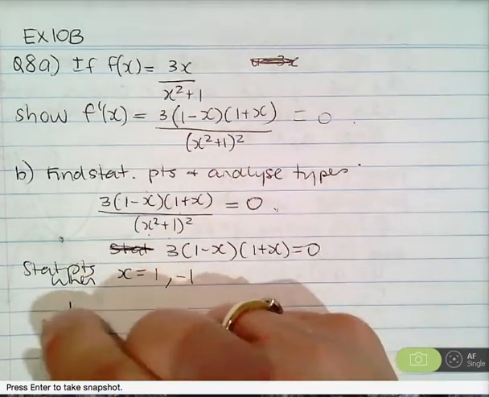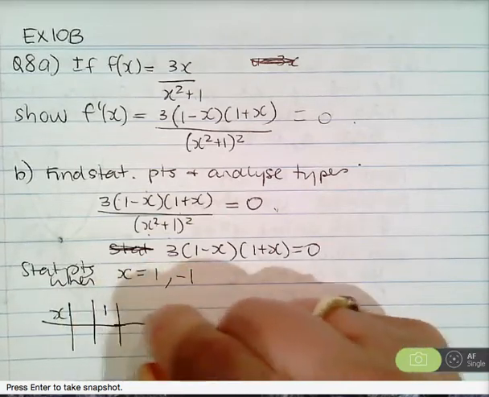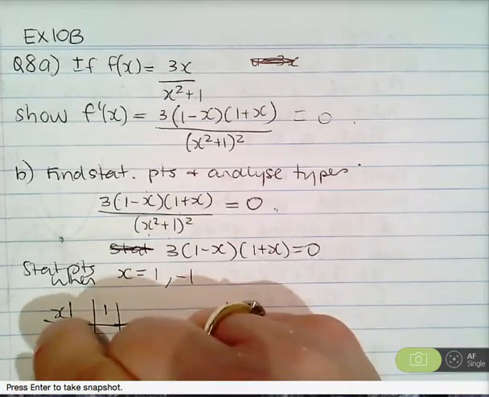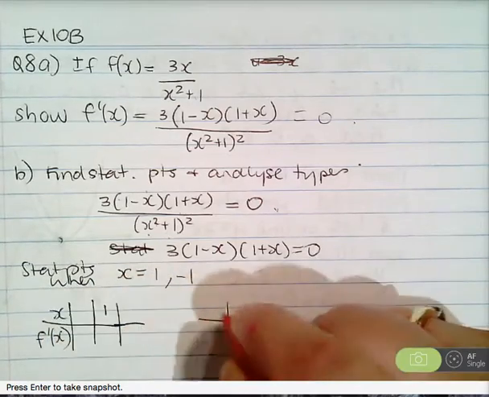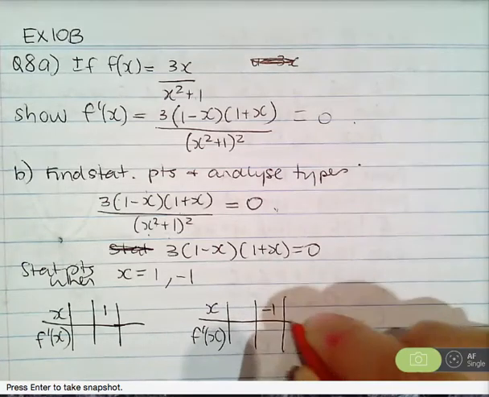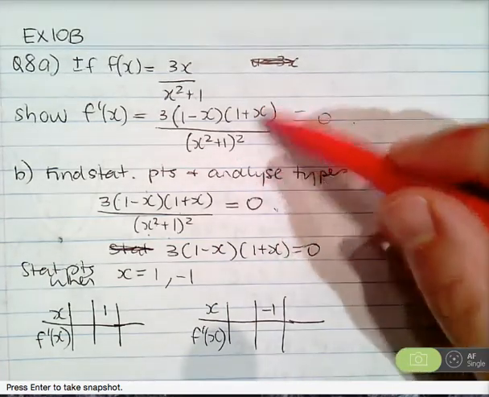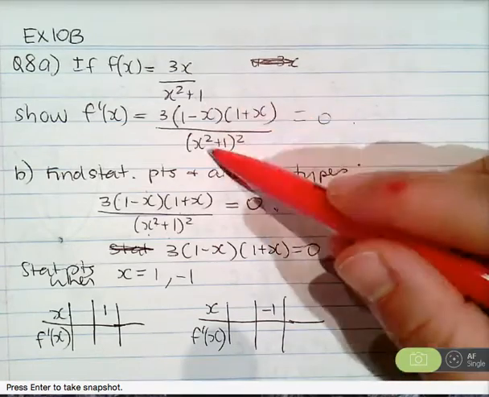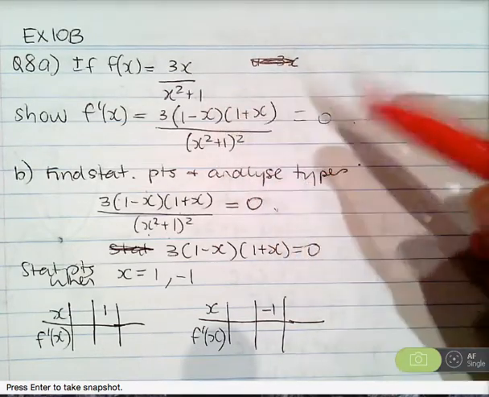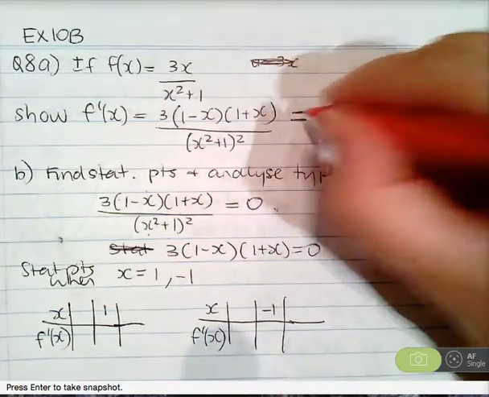So what you want to do with this one to work out the nature of your stationary points is definitely to do the table of values with the first derivative. I said earlier, there are times when you really do not want to be doing the second derivative to work out the nature of the stationary points, and this is one of those times. That will take you a long time.